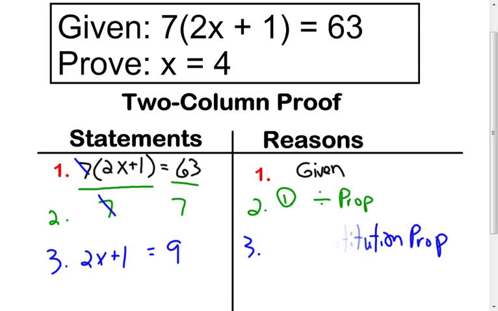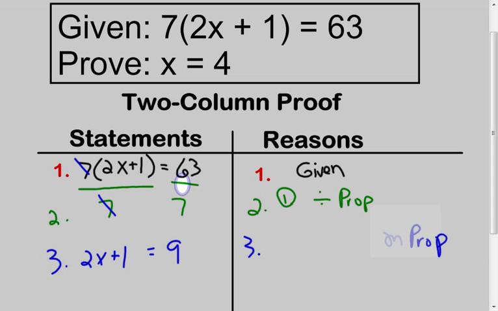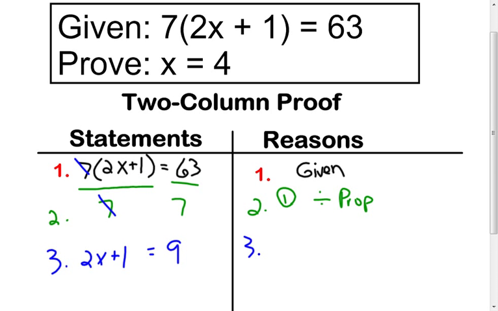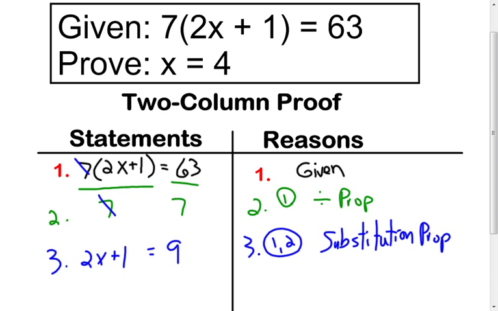And I did the same thing on the other side. Replaced this with what it's equal to. So substitution property, and then, oh great, it all went away because I used the magic pen. Let me rewrite this again. And I use line 1 and line 2 to do that.